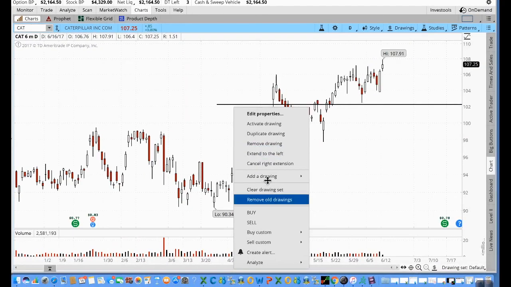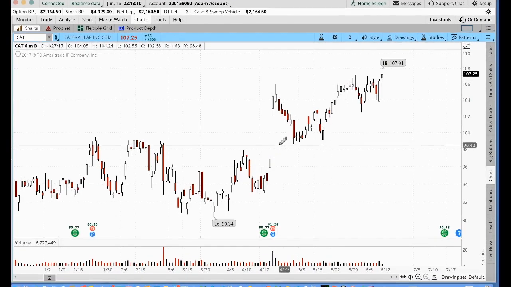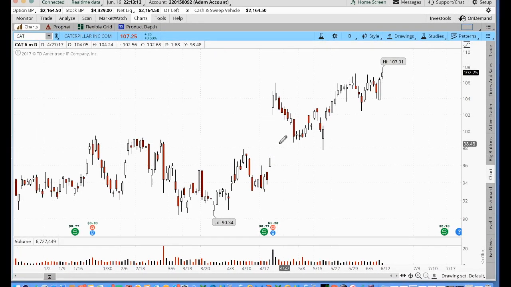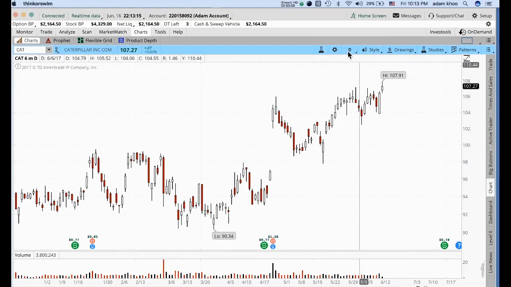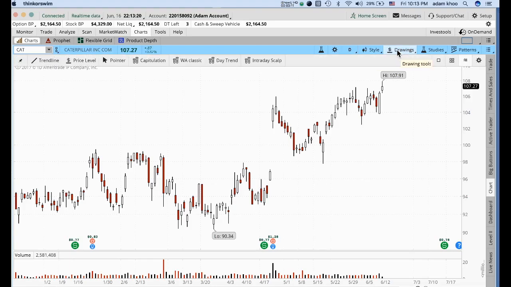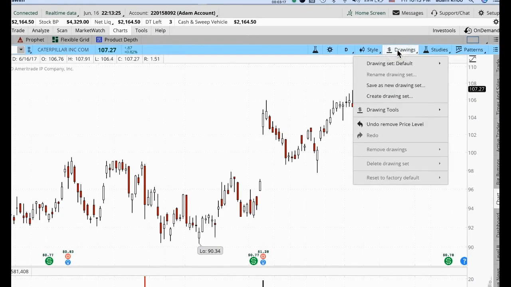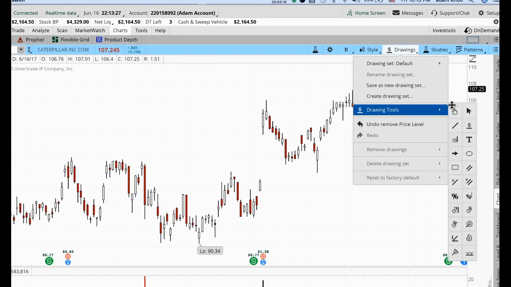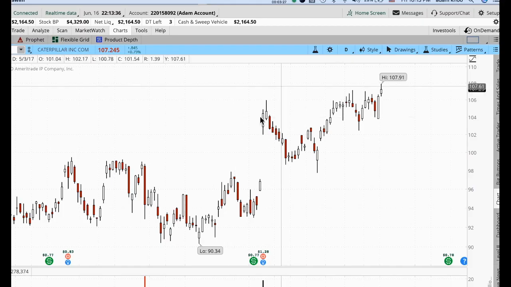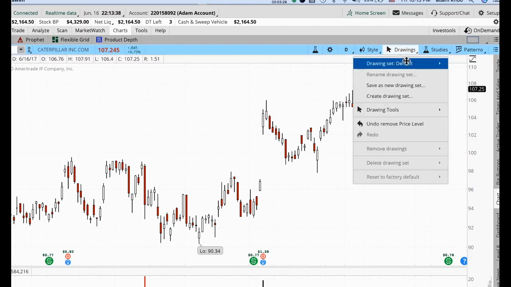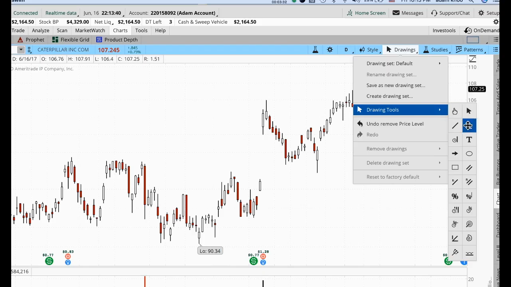So one of the first things that you want to do when you look at a chart is to obviously draw support and resistance levels that you spot. Okay, so to do that, you go to this over here. This one, drawings. Okay, so when you go to drawings, you click on drawings and go to drawing tools. There you go. You have all the tools over here. Okay, so this tool is a pointer. So when you click on this, it will simply just point to wherever you want to go. If you click on this, this is the horizontal support and resistance line.